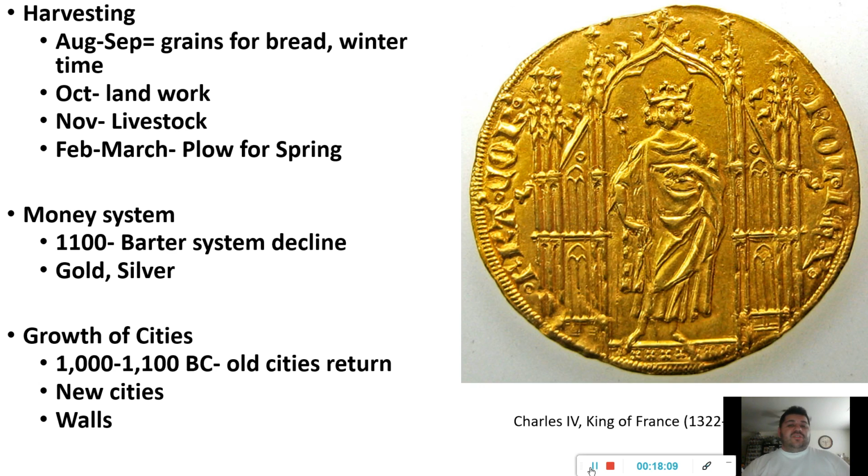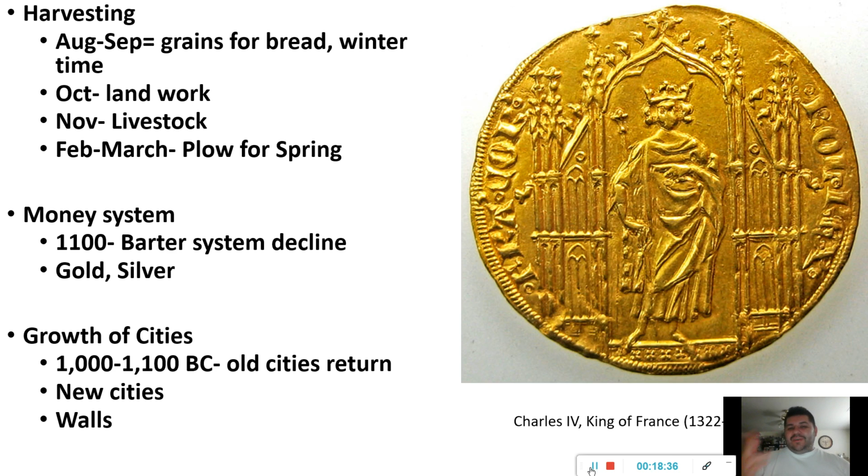Now, cities started to grow from 1000 to 1100 BC to the AD. Old cities started to return. So cities like Rome, which fell a long time ago, start to come back. Cities in ancient Egypt, little cities there, Cairo, some of that start to come back. But with that come new cities.